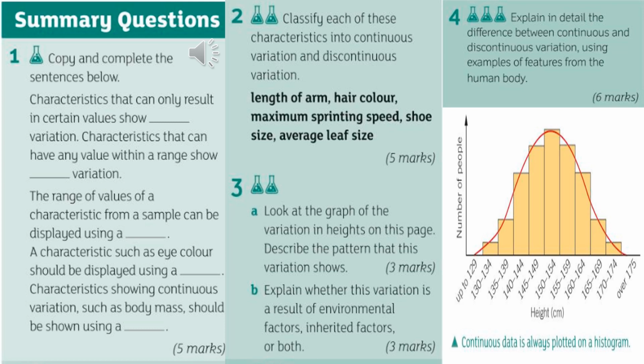Question 4. Explain in detail the difference between the continuous and discontinuous variation using examples of features from the human body. There's 6 marks available. There's 6 marks available on the previous question too. You've got a total of 22 marks that you can get here. So have a time to think about the answers. Maybe pause the video for a little bit and have a look at the graph in detail.